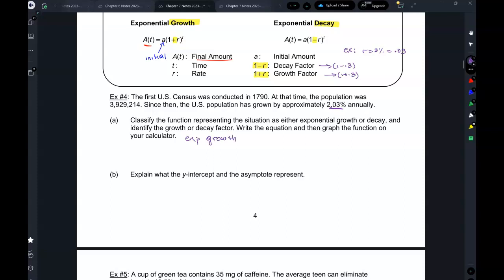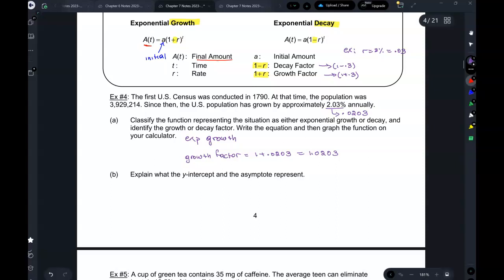Identify the growth or decay factor. So take a look. If this is 2.03%, you have to divide by 100, right? Move the decimal point to the left twice. So it's 0.0203 in decimal. So the growth factor is going to be 1 plus 0.0203. And then you don't leave it like that. It'll be 1.0203. Okay. Then write the equation and then graph the function on your calculator.